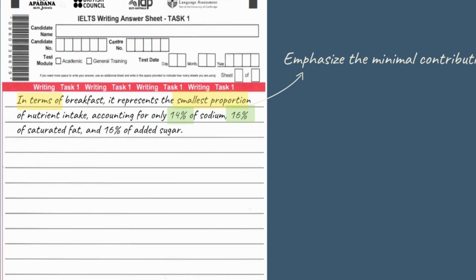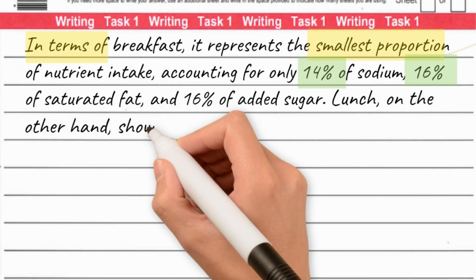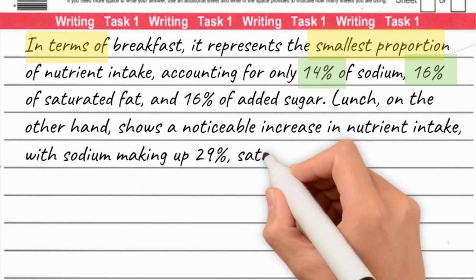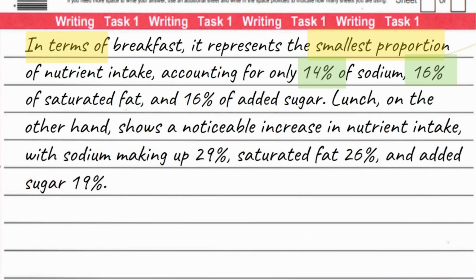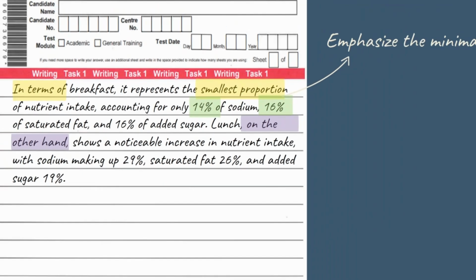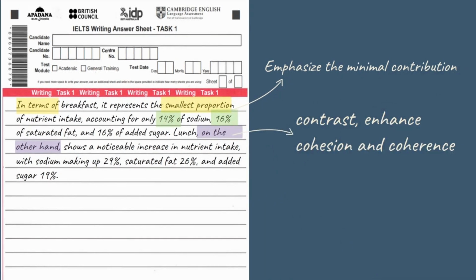Sentence 2. Lunch, on the other hand, shows a noticeable increase in nutrient intake, with sodium making up 29%, saturated fat 26%, and added sugar 19%. "On the other hand" signals a contrast, enhancing cohesion and coherence. Always use conjunctions and transitions.